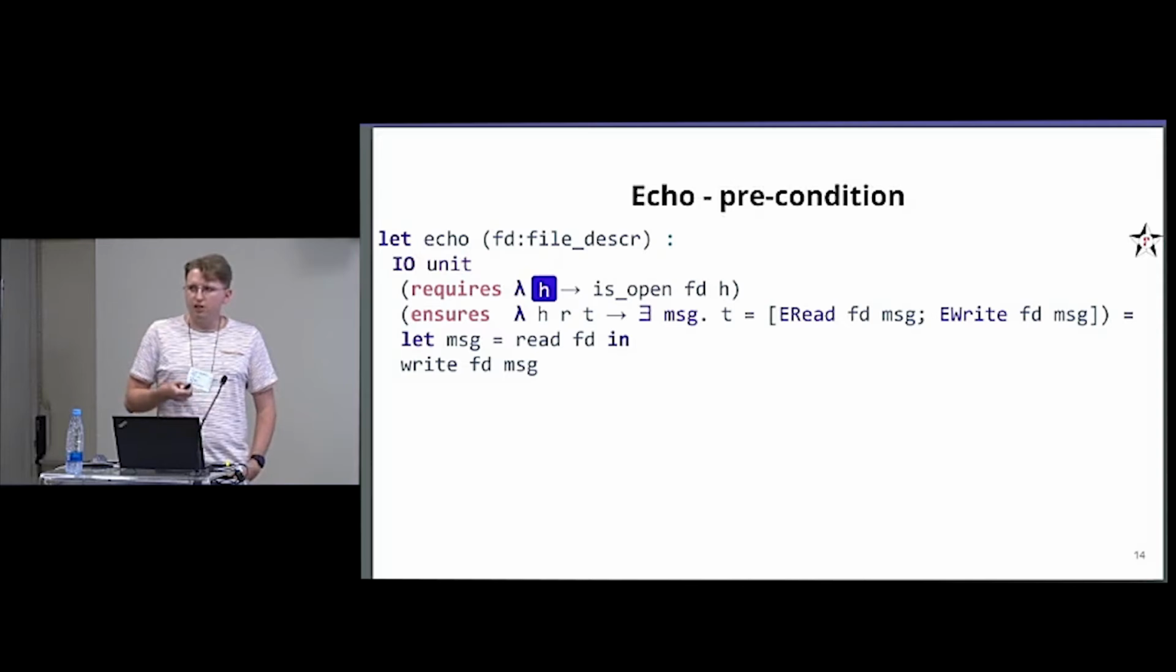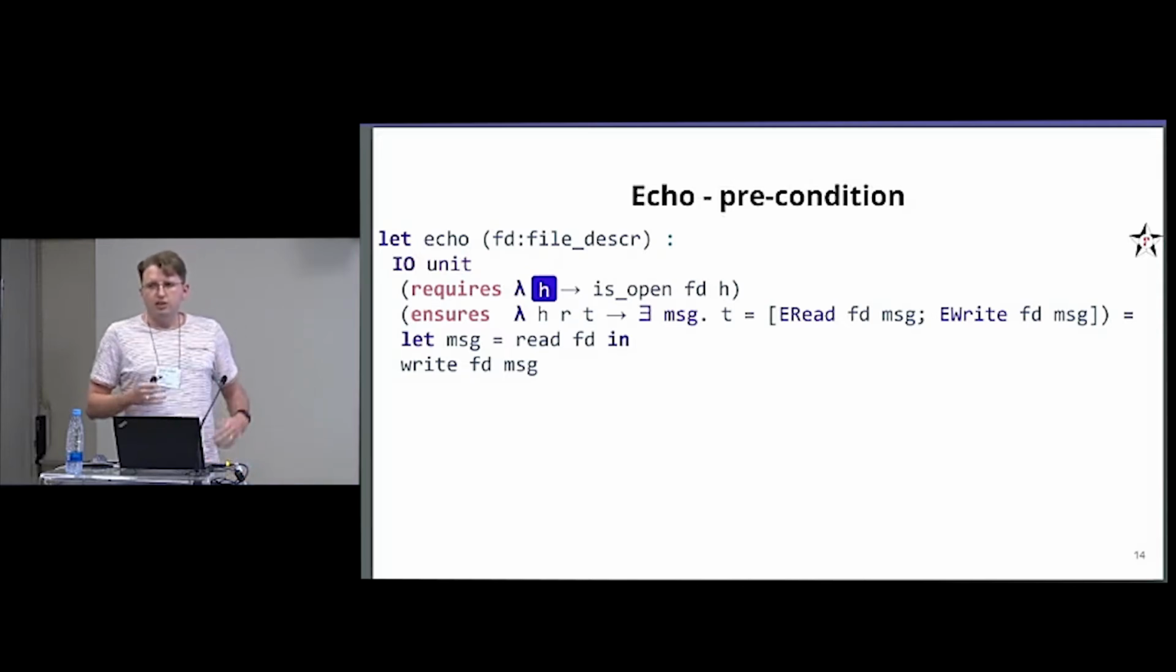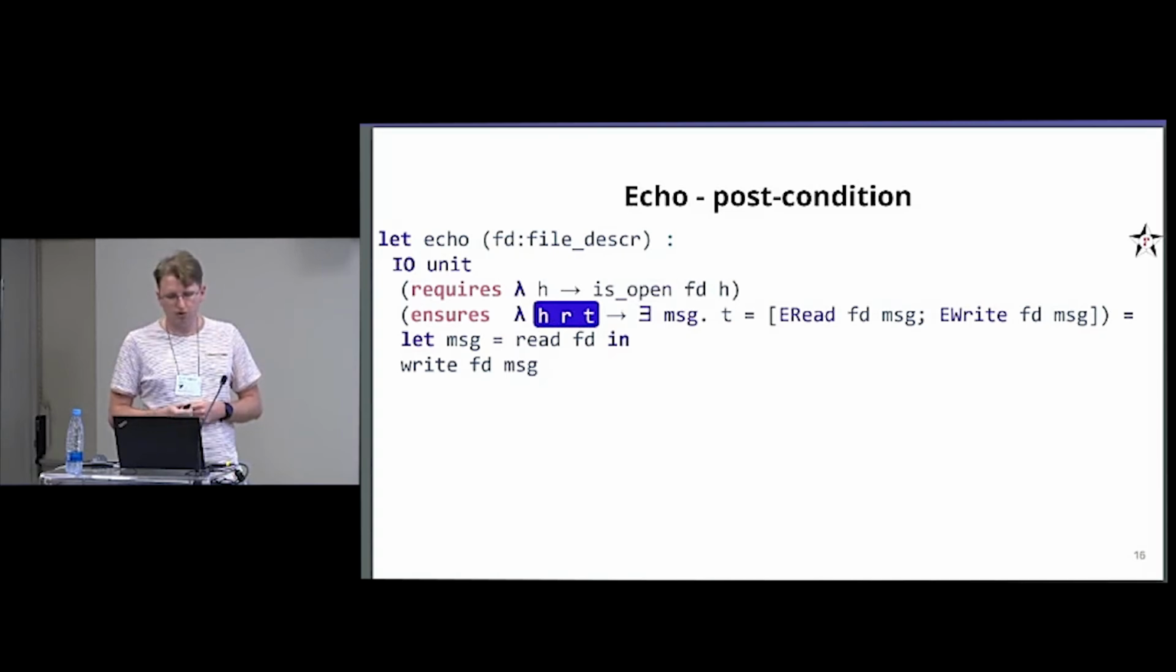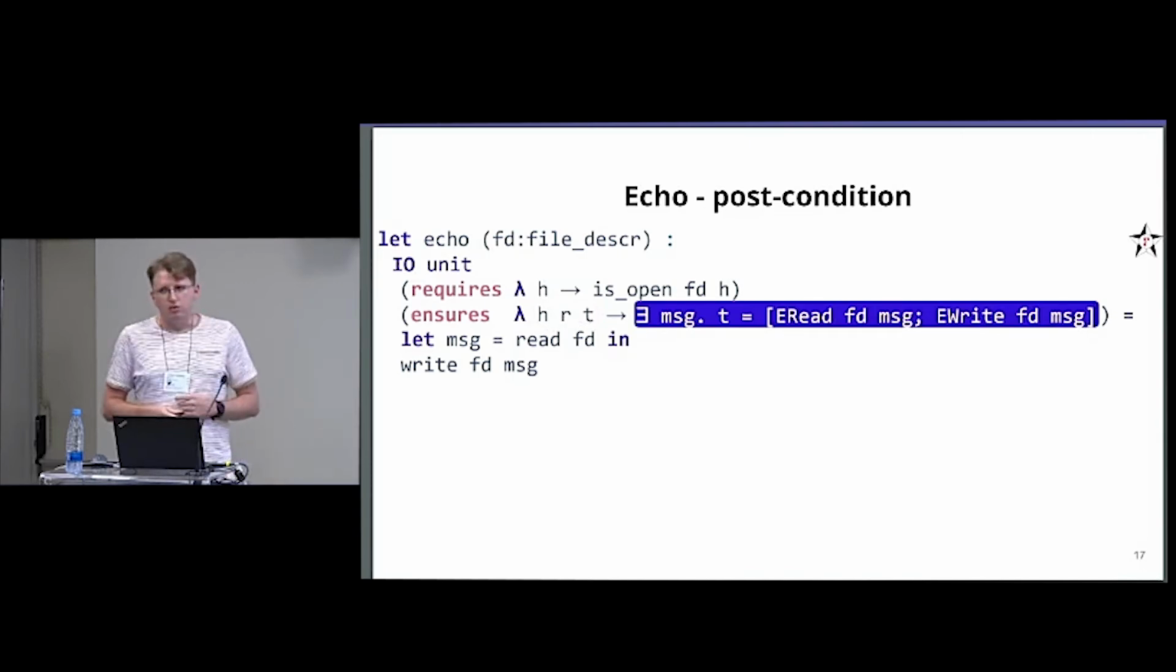The precondition is over a history of events. So these are the events that happened up to calling echo. And we can write a predicate, and here it says that the file descriptor that echo accepts must be open already. And the postcondition is also over the history, the result, which in this case will be unit, and the local trace. So these are the events produced only by echo, or the part of the trace produced only by echo, and it is the trace property that I showed you earlier.